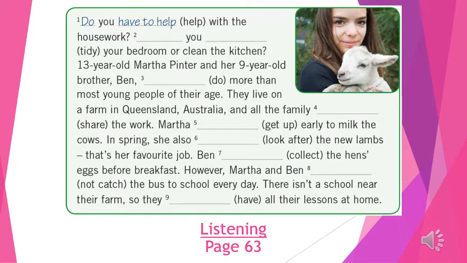13-year-old Martha Pinter and her 9-year-old brother Ben have to do more than most young people their age. They live on a farm in Queensland, Australia, and all the family have to share the work. Martha has to get up early to milk the cows. In spring, she also has to look after the new lambs. That's her favourite job.